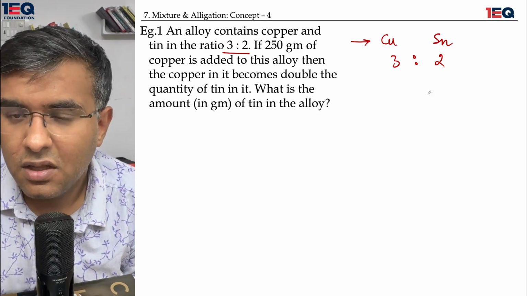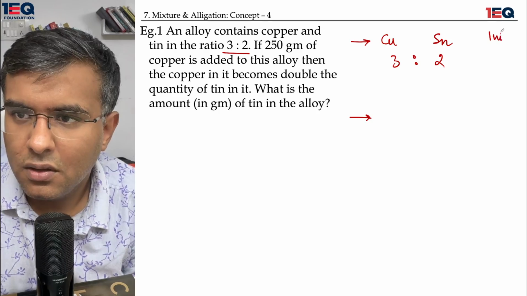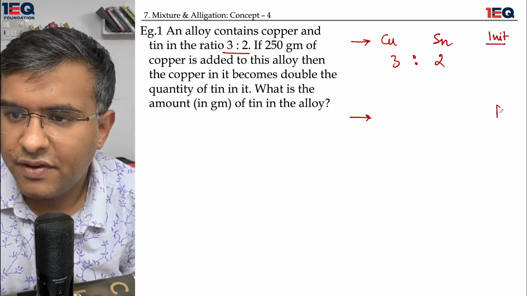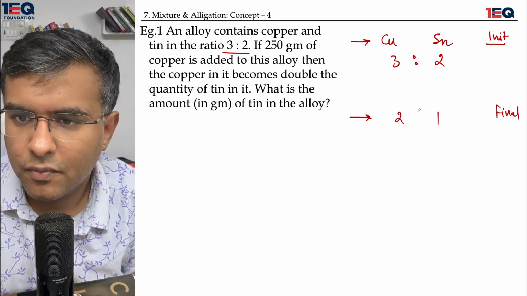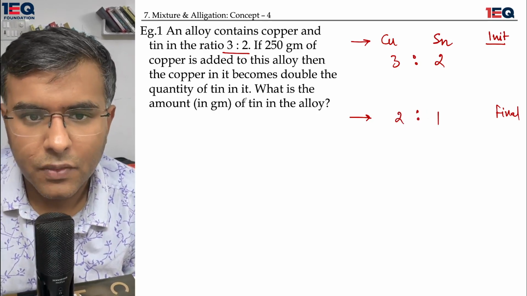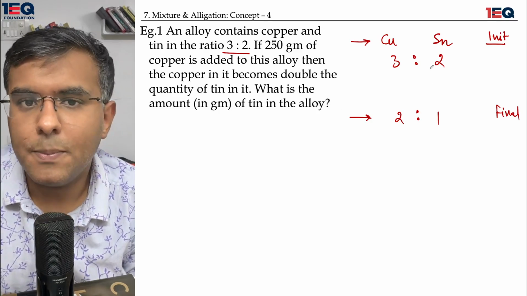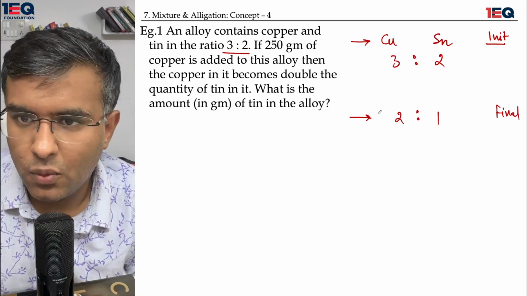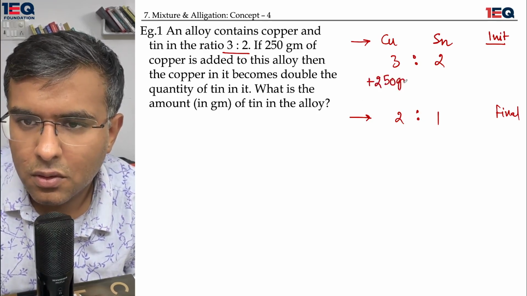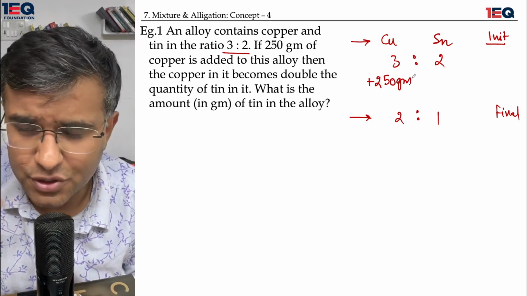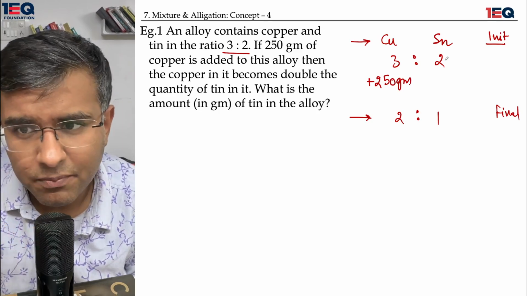That means the final ratio which comes out, this was the initial ratio. The final ratio comes out to be 2 is to 1. Then what is the amount of tin in the alloy? Just look at what I'm talking about. There was an addition of 250 grams of copper in the picture. The quantity of tin remains the same.